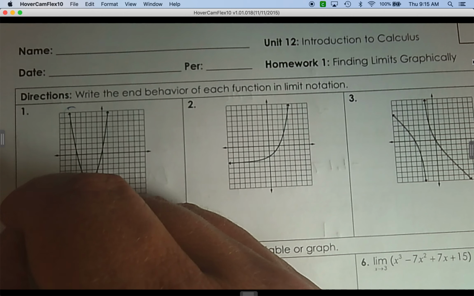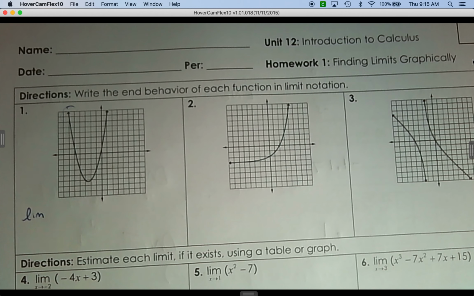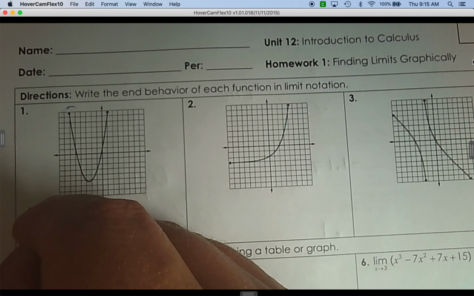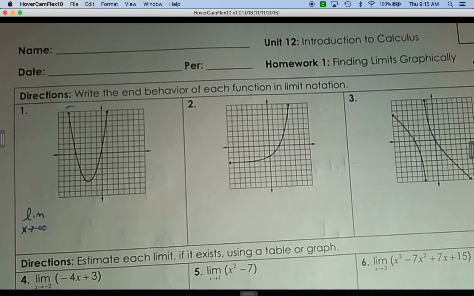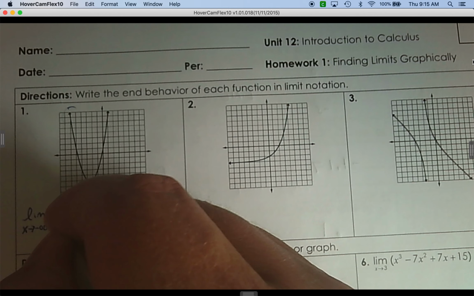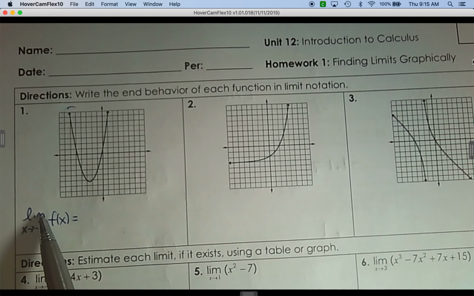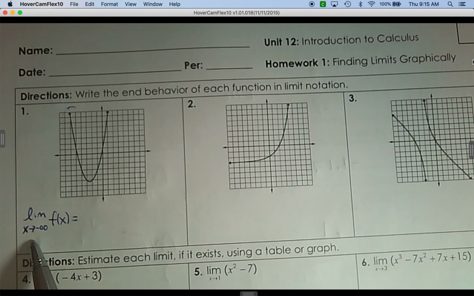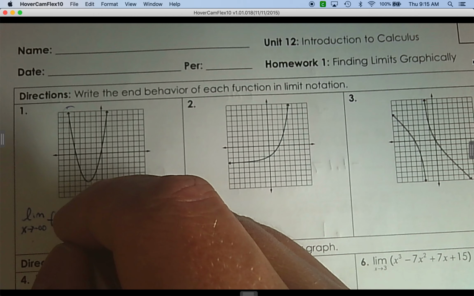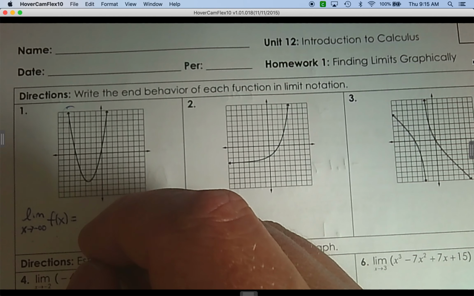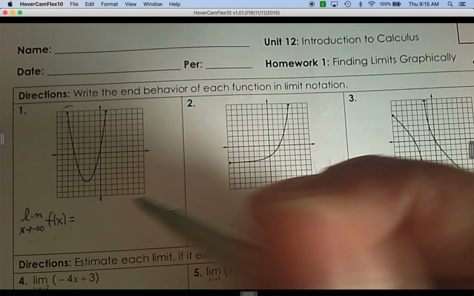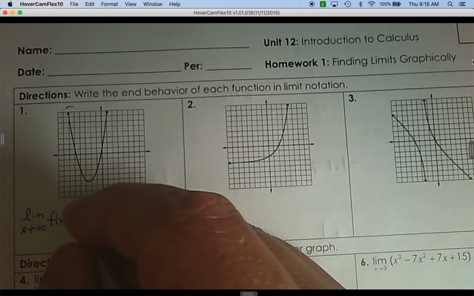So limit means LIM. What is x approaching when it's left hand behavior? That's negative infinity. What function are we using? We're just going to call this f at x. So we say the limit as x approaches negative infinity of f at x equals, and what's the answer? We learned in the last one we could actually write down this does not exist, but as an end behavior we are going to write down infinity or negative infinity in this case. So in this case it's going to infinity.